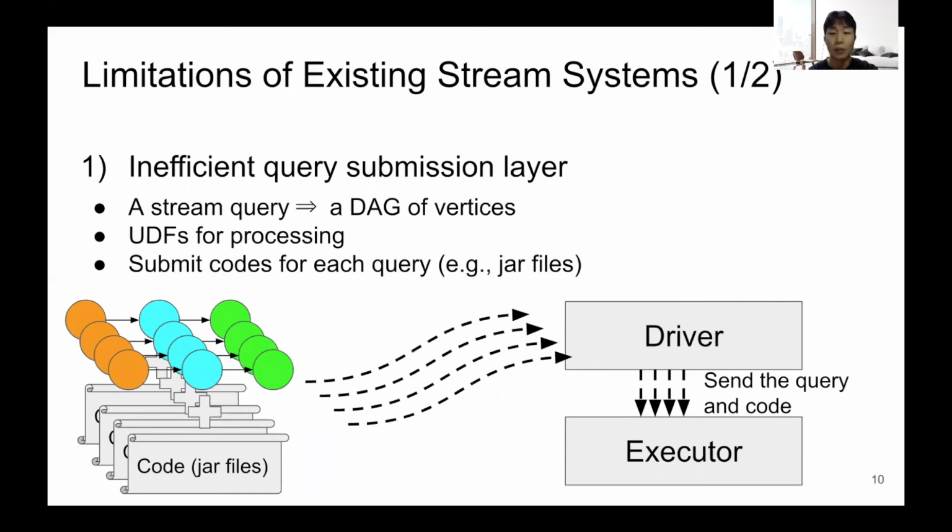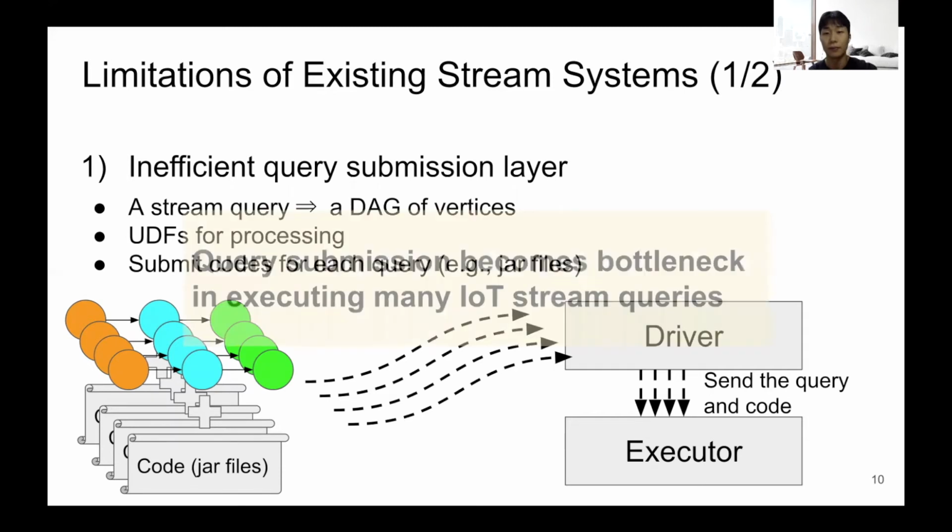However, if a large number of queries are submitted at a time, the tightly coupled code and query submission path becomes the bottleneck, because a huge amount of code is uploaded and registered to the driver and loaded to the executor whenever queries are submitted.